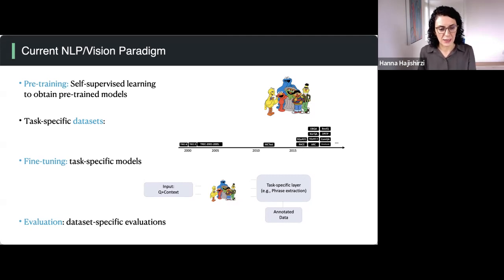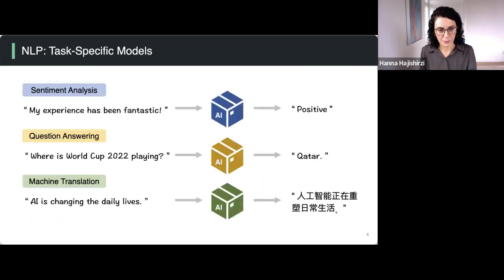Then the fine-tuning stage, where the goal is to build task-specific models to fine-tune pre-trained representations over those curated datasets. For example, for the task of question answering, the input question and the context are encoded using pre-trained language models where we obtain text representations. Then, given the annotated datasets, the task-specific layers are trained. For example, the goal would be to extract a phrase that can answer the question. And finally, evaluation, where we do dataset-specific evaluations for all those models.